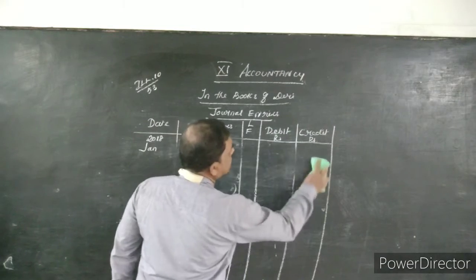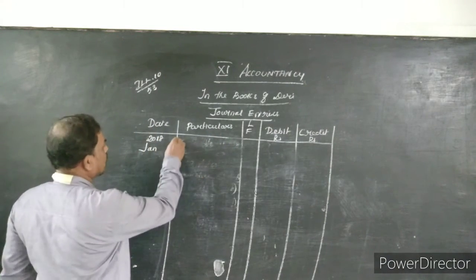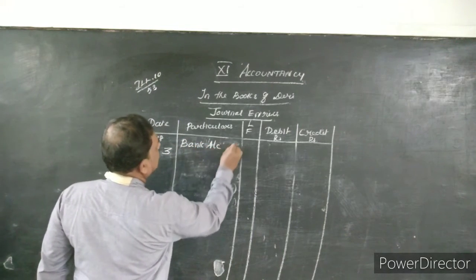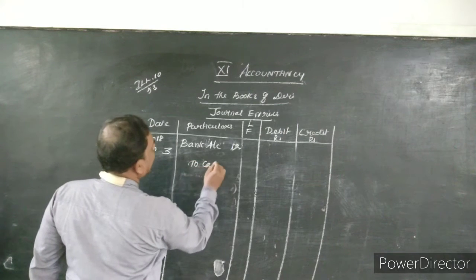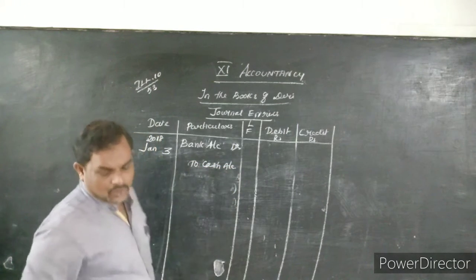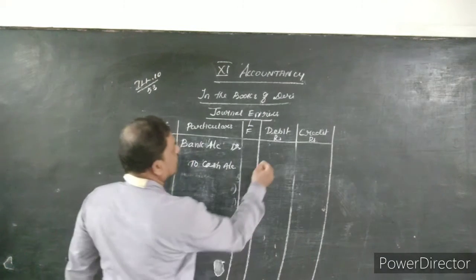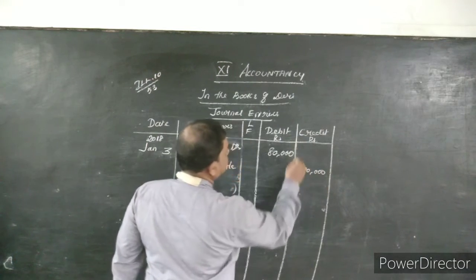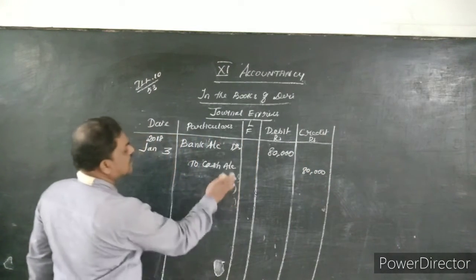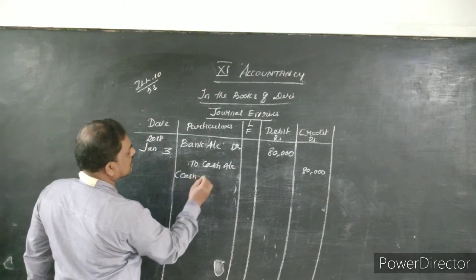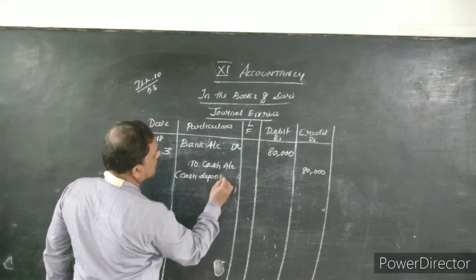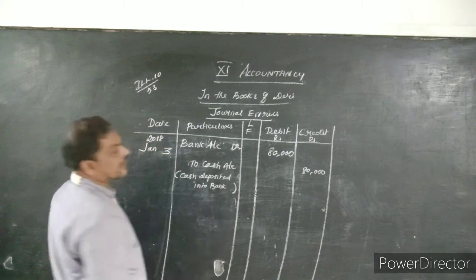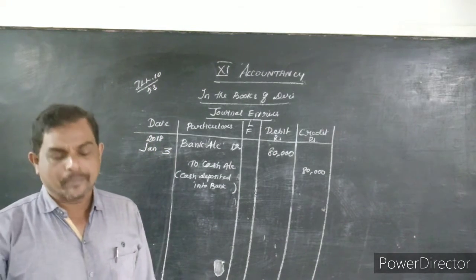How much? Rupees 80,000. So date is 3. Bank account debtor to cash account. How much? Rupees 80,000. So debit 80,000, credit 80,000. Okay. Narration is what? Cash deposited into bank.